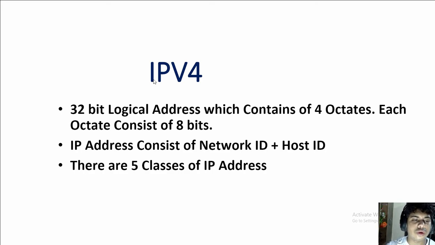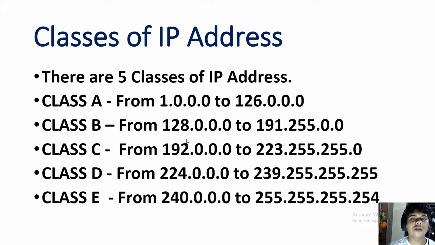Like you all know, IPv4 is a 32-bit logical address and it contains 4 octets, as I told you before in my last video. An IP address consists of two main components: the first is the network ID and the other is the host ID. And there are 5 classes of IP address, so I will show you what they are.